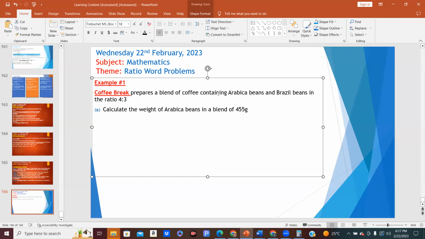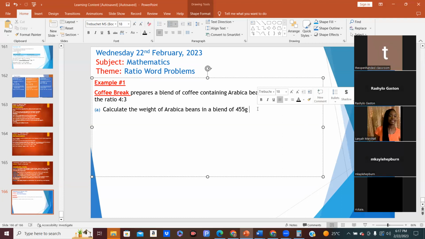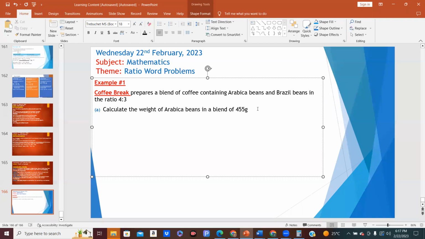All right, so we already know that we have a blend of coffee. This coffee contains two types of beans, Arabica beans and Brazil beans. Now the ratio of Arabica beans to Brazil beans is 4 to 3. So my question is, how many equal parts is Arabica beans going to have? You have to add 4 and 3 together, then divide it into 455. Very good. But how many equal parts is Arabica? Four equal parts. And how many equal parts is Brazil? Three. Very good. So the first order of business is to figure out what 1 equal part is.